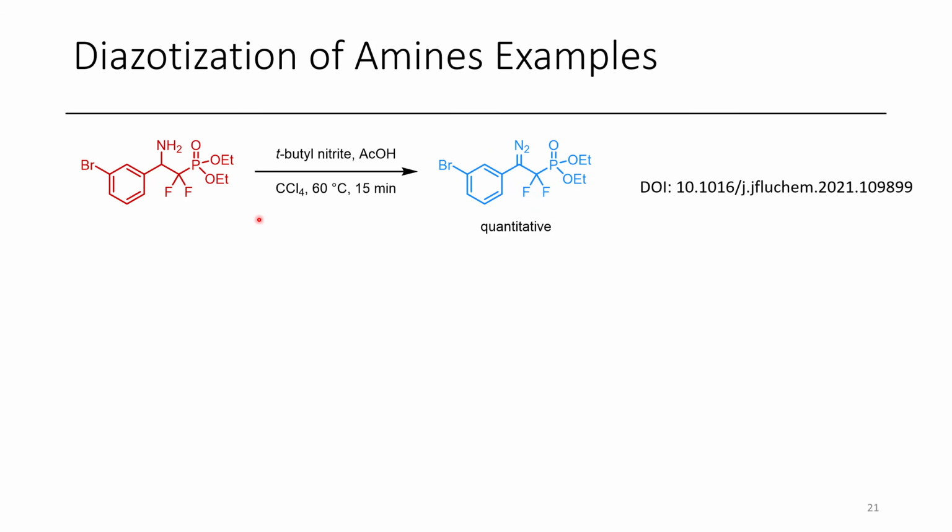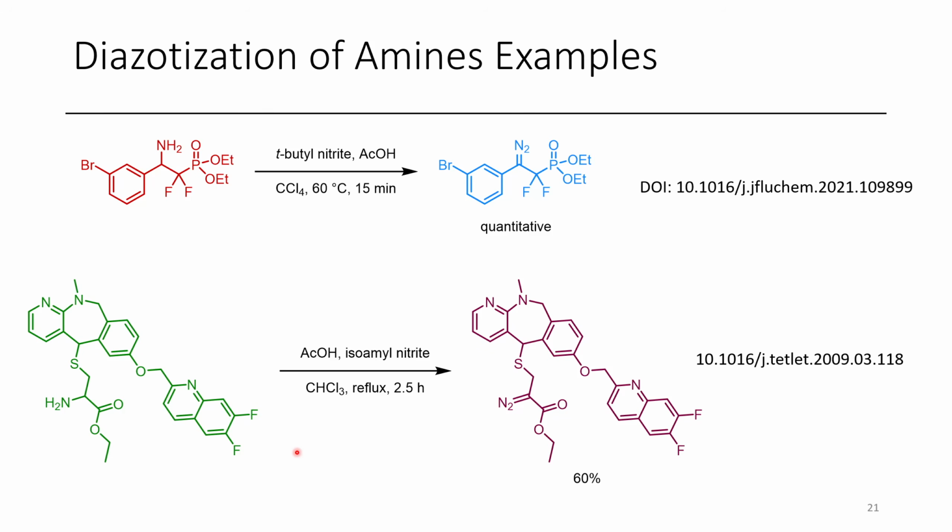In this next example, we can see that we can have an alpha CF2 as well as a phosphonate as our electron withdrawing group, and this is able to be quantitatively converted using tert butyl nitrite. And in this paper, they just used these as an intermediate and then underwent 3+2 cycloadditions to get their products. In this paper, you can see that they take this quite complex heterocycle-containing derivative, and they are able to cleanly convert this to the corresponding diazo in 60% yield. And so you can see that a lot of functional groups are tolerated, which might be somewhat surprising.